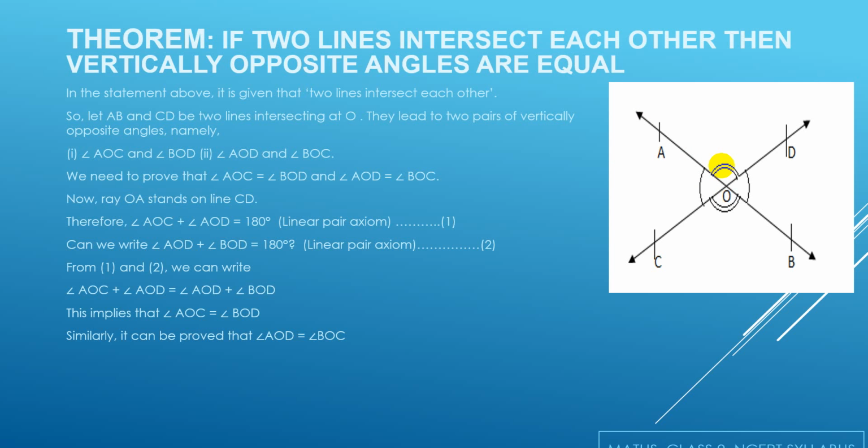When we simplify these two equations, we get that angle AOC plus angle AOD is equal to angle AOD plus angle BOD, which implies that angle AOC is equal to angle BOD. So this way we have proved that this set of vertically opposite angles are equal. Similarly, we can prove that angle AOD is also equal to angle COB. Hope you all have understood how we have proved this theorem.